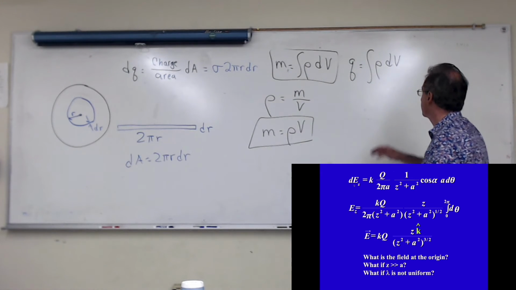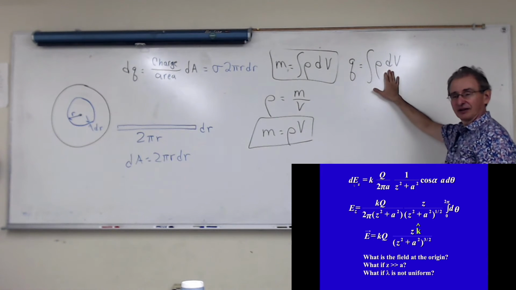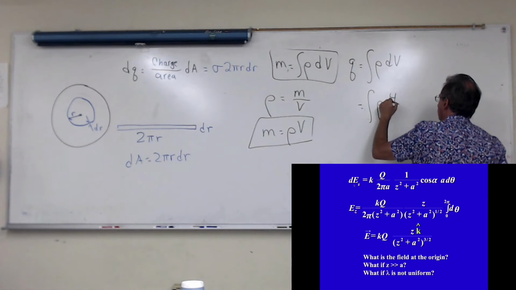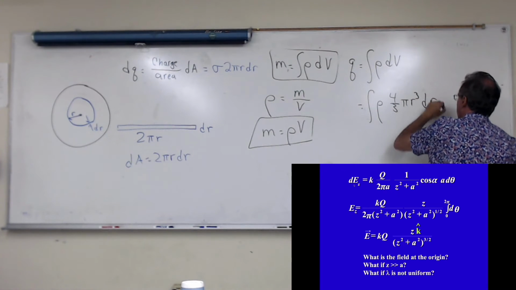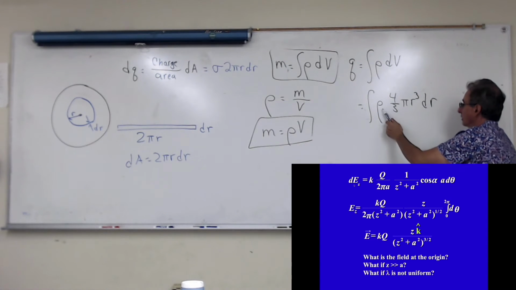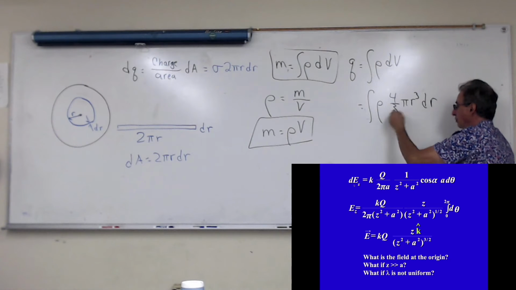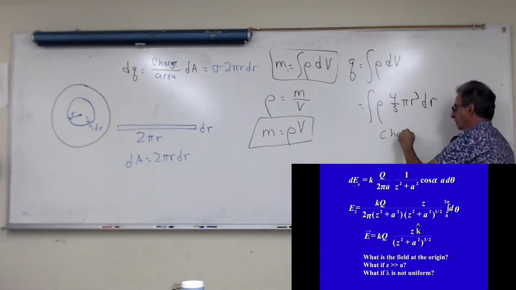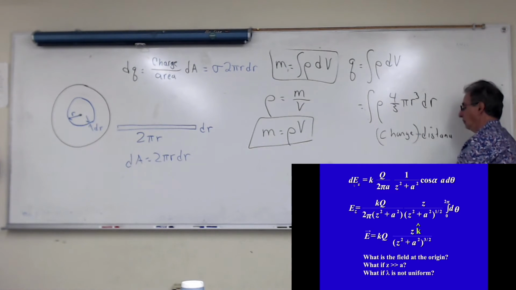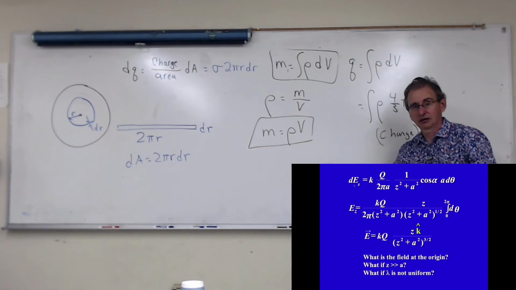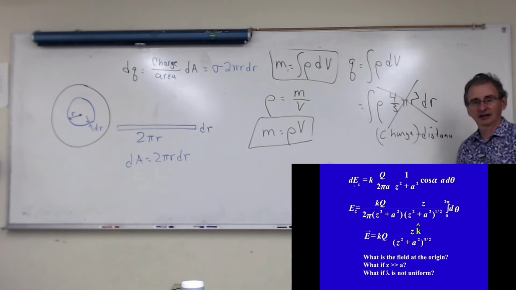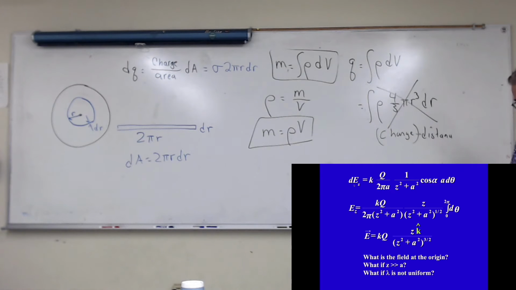And when you're doing these problems, think about the units, the dimensions of your integral. I don't know how many times people on the test will do this. This is charge per unit volume. And then you have a volume. So now you're going to have charge. If you integrate this, you end up having units of charge times distance. What is that? Okay. Don't do this. All right, don't do that.